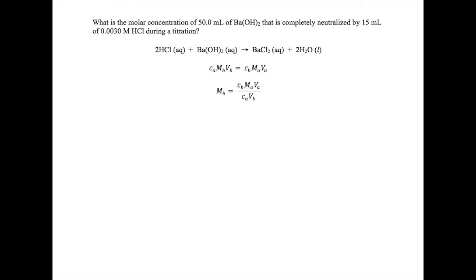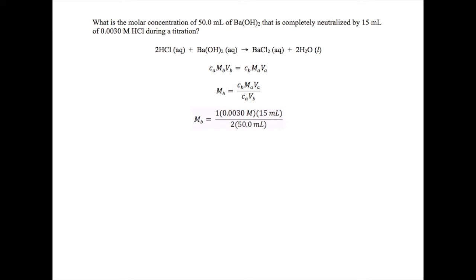In this problem, we're solving for the molarity of the base, the unknown concentration. Therefore, when we rearrange the equation, we get that the molarity of the base equals the coefficient of the base times the molarity of the acid times the volume of the acid divided by the coefficient of the acid times the volume of the base. The next thing we need to do is substitute our numbers.